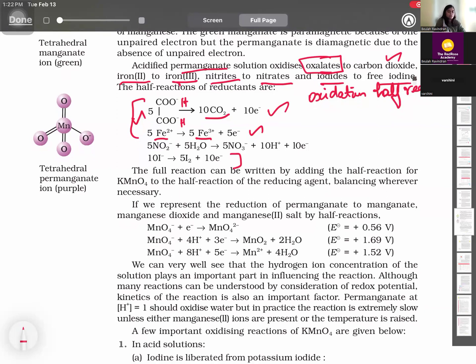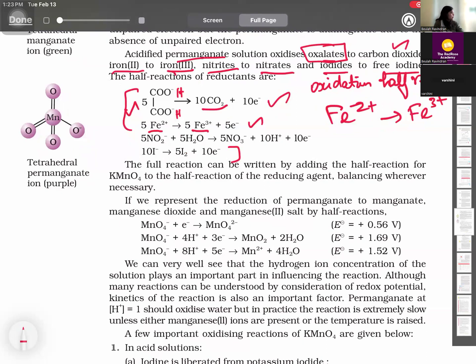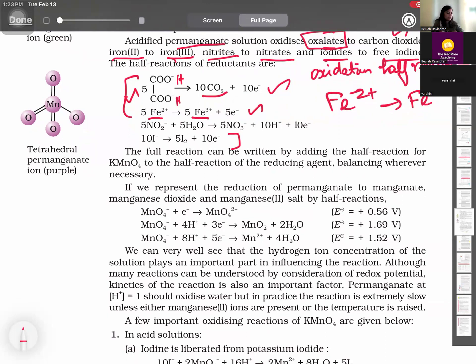Fe2+ is not directly converted into Fe3+ alone; H+ should be involved in the reaction. You'll be given only the ionic representation. So the acidified permanganate only helps convert oxalate to carbon dioxide and iron 2 to iron 3. So it needs a minimum of 5 ions: 5 Fe2+ becomes 5 Fe3+ plus 5 electrons.